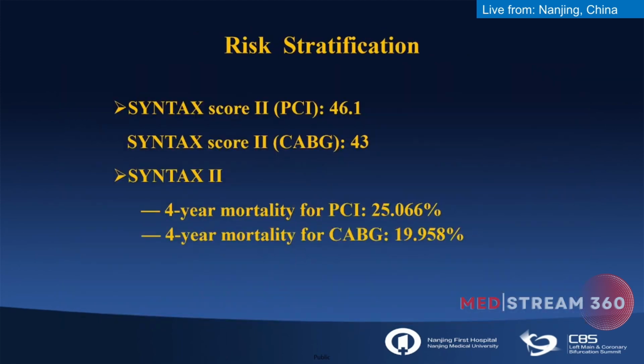Next. Also, we calculated the SYNTAX score to evaluate the risk stratification. We find that the SYNTAX score is very high, and CABG is suitable for this patient. However, the patient's age is very high, and he is reluctant to accept CABG. Thus, PCI is our choice.